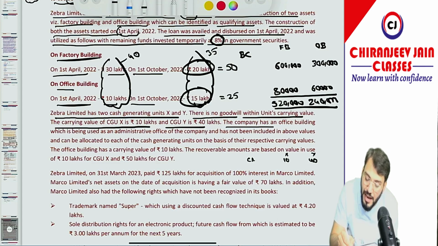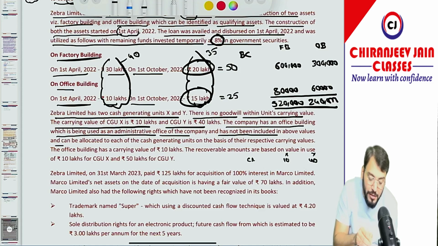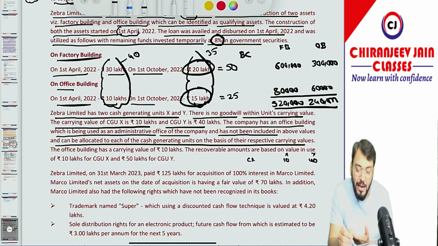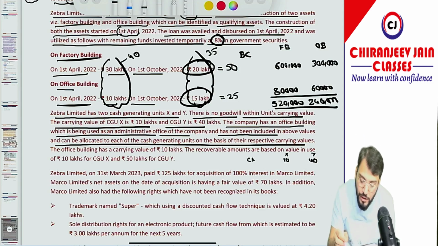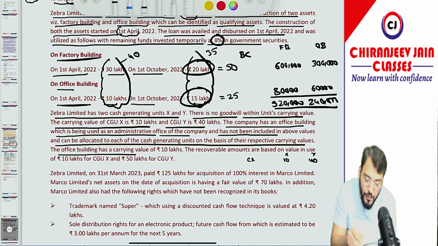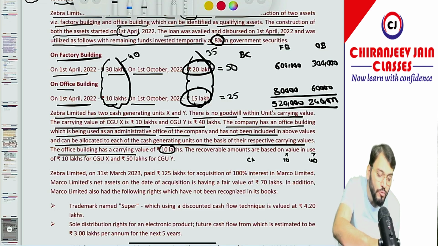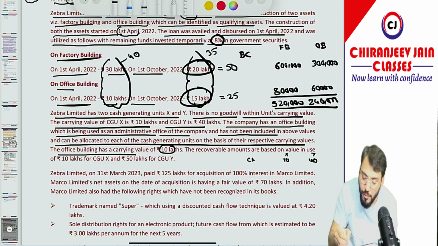The company has an office building which is being used as the admin office of the company and has not been included in the above values, and can be allocated to each of the CGUs on the basis of their respective carrying amounts. So can you see, this can be allocated, it becomes a corporate asset. What is the carrying amount given? The carrying amount of the office building is 10 lakh. So 10 lakh will be allocated in a 1:4 ratio. So 10 into 1 divided by 5 is how much? 2 lakh.